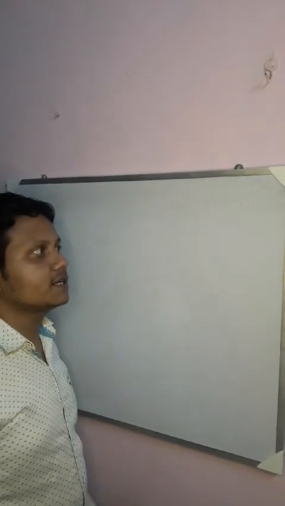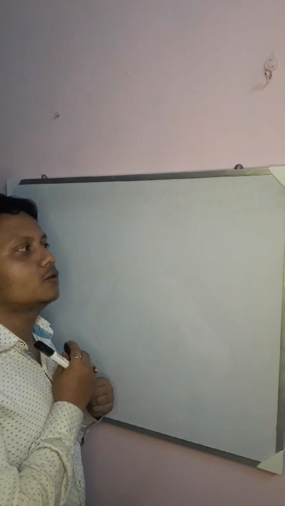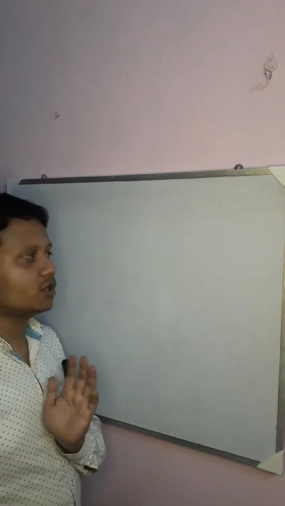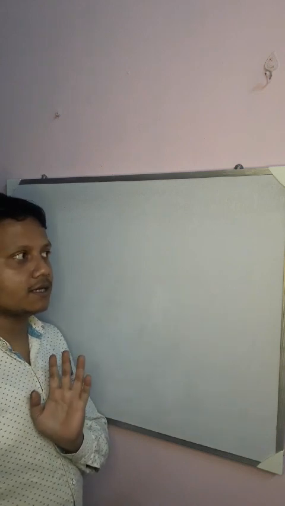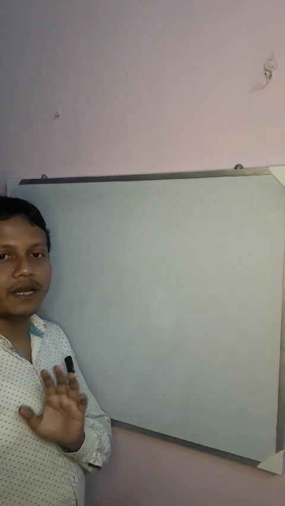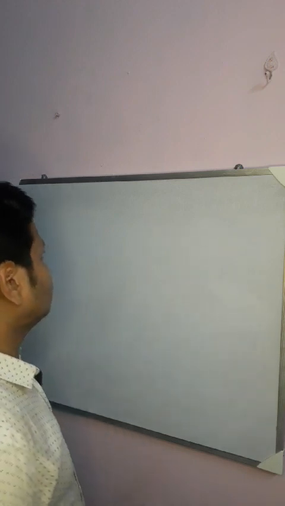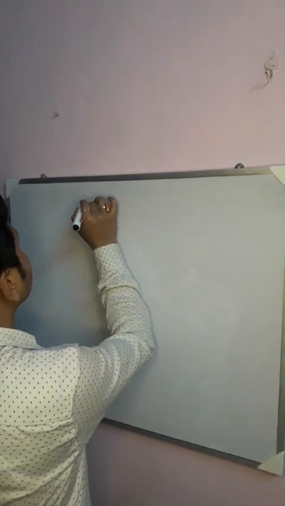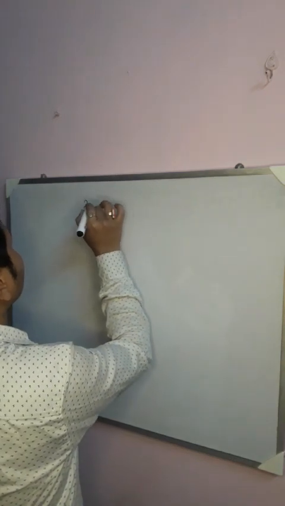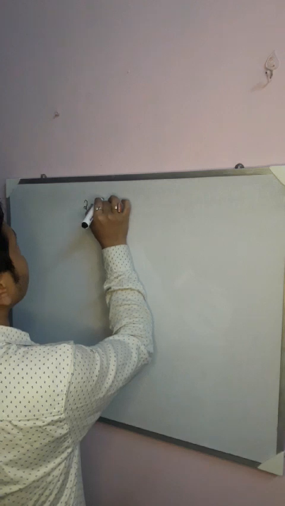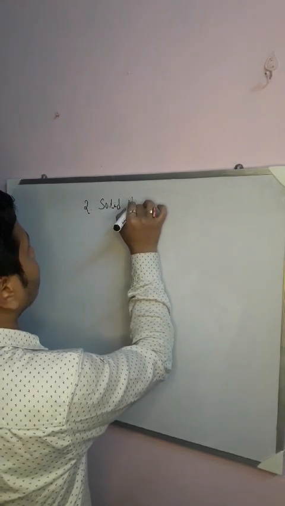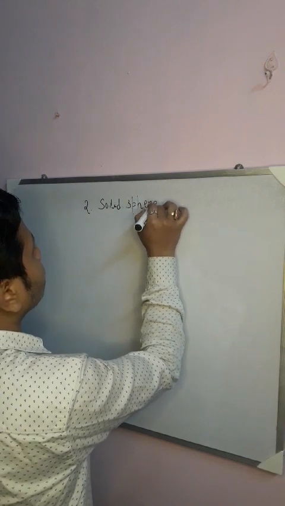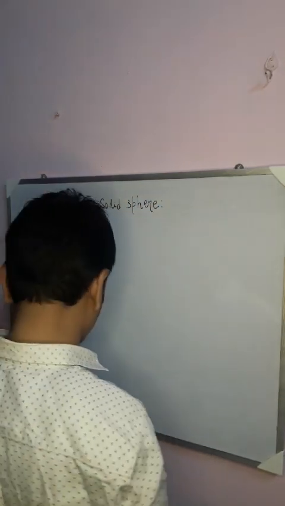Now, in yesterday's lecture I told about the gravitational potential due to a thin spherical shell, and there I discussed the various cases, that is, depending upon the position of the point there will be different potential. Now in today's lecture I am going to discuss the gravitational potential of a solid sphere.